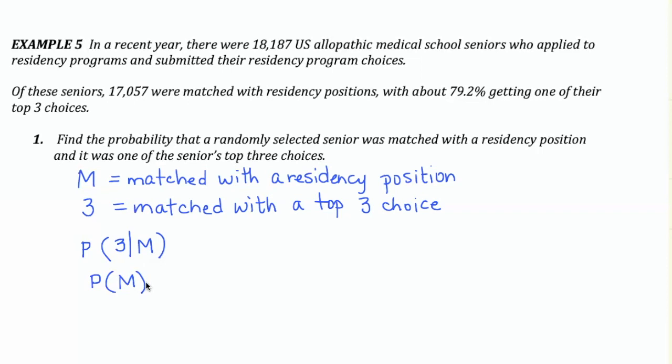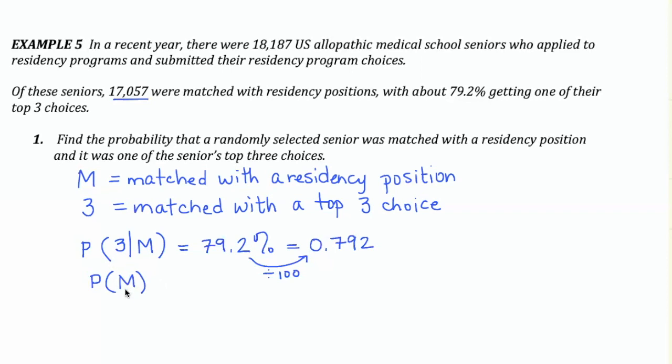So I'm told that the probability of them getting one of their top 3 choices of those who were matched was 79.2%, which is the same as the number 0.792. I would just divide by 100 to get that decimal back.